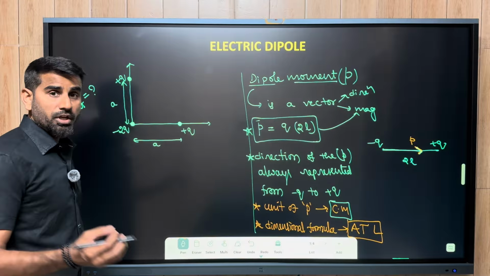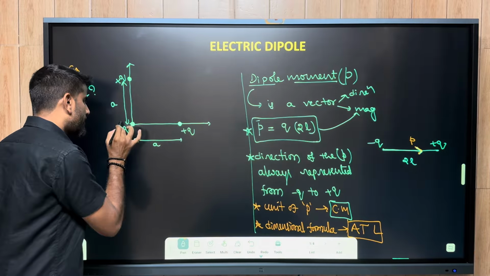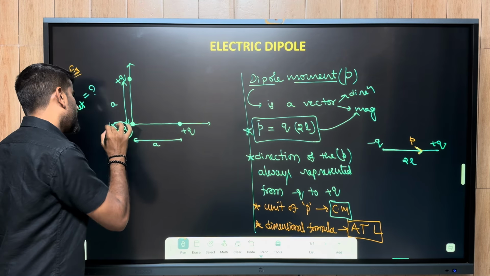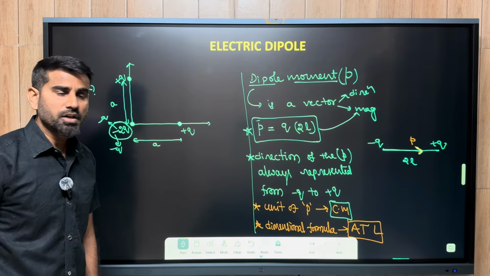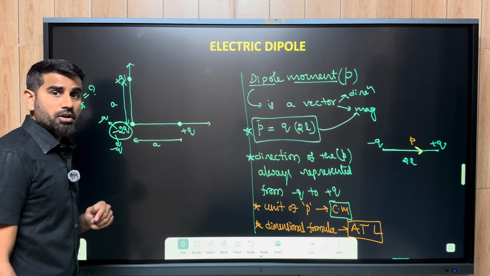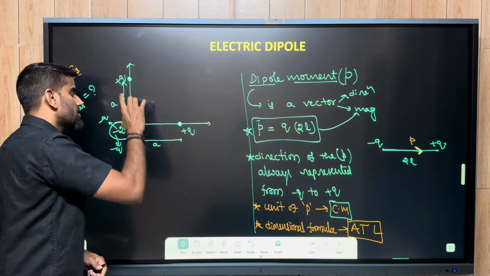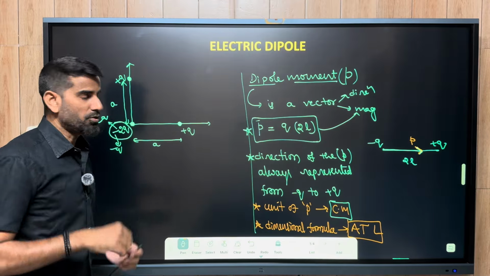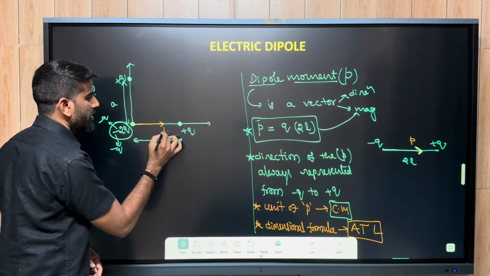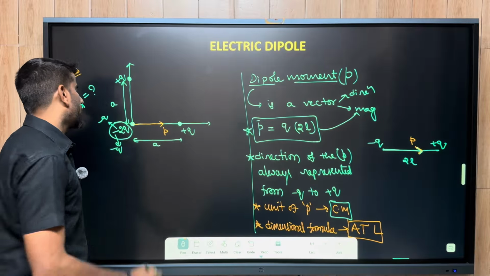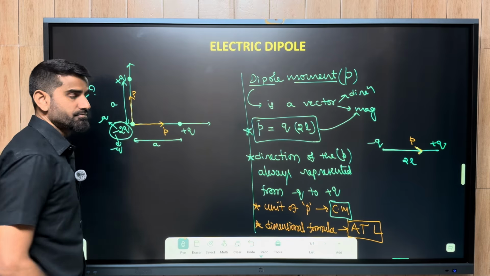Do we have two dipoles here? Yes, we do have two dipoles. I can split this entire minus 2q charge into one minus q and another minus q. The total charge is minus 2q. Now, can I represent these two charges as one dipole, and these two charges as another dipole? There are two dipoles. So first, this minus q and plus q will have dipole moment p in this direction. And again this minus q and plus q will have the dipole moment in this direction.